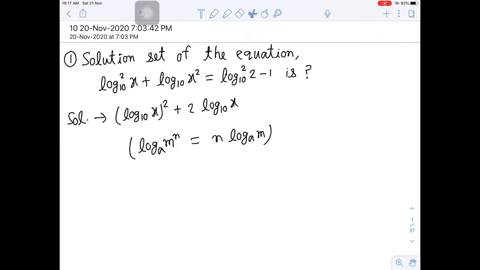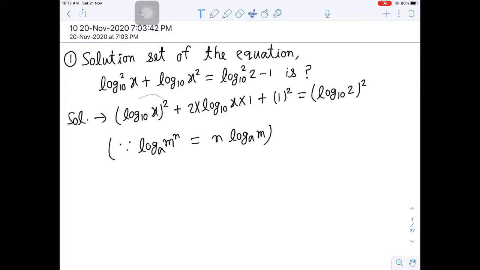So the power comes out, the power n comes out here. So using this formula we can write like this. Okay, then minus 1 we can transpose to the left hand side, so it will become plus 1. And at the same time we can also write this as 2 into log x into 1, plus 1 can be written as 1 whole square, and right hand side will become (log 2)².